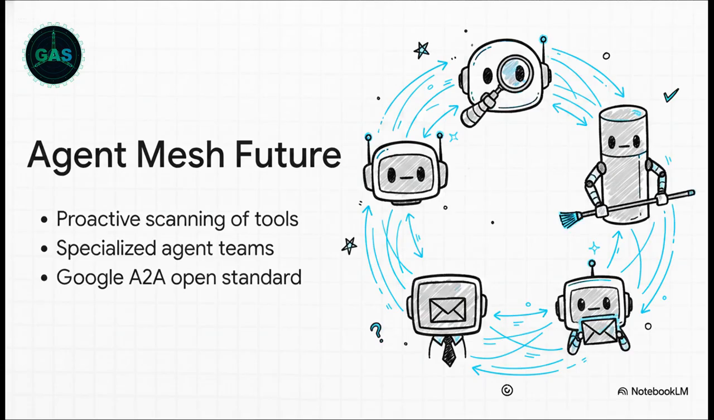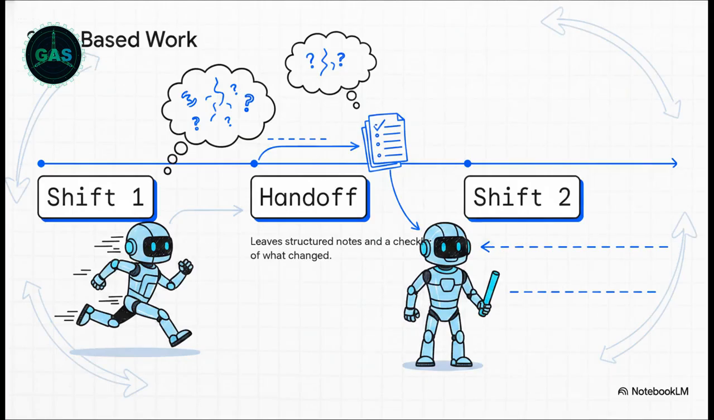And to make this work across different vendors, we need a common language. That's where open standard protocols come in, like Google's agent-to-agent or A2A. We're heading toward an agent mesh, where specialized bots share context and coordinate seamlessly without you having to play middleman. But hey, there is a hurdle we have to clear.